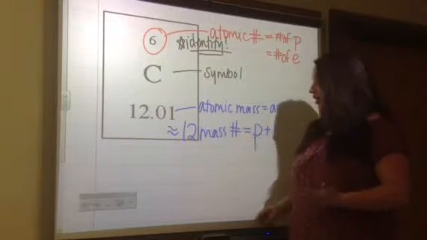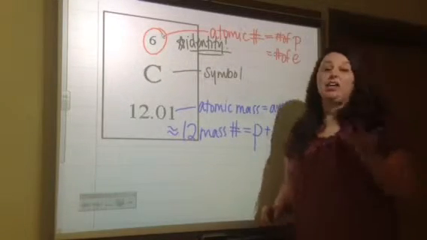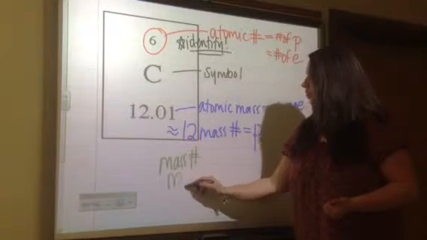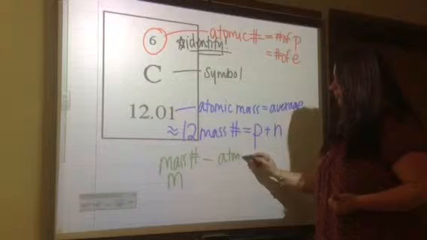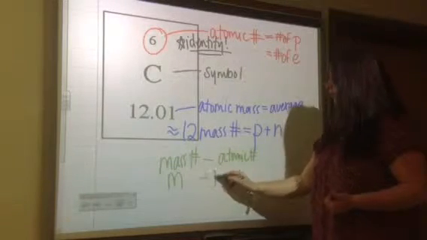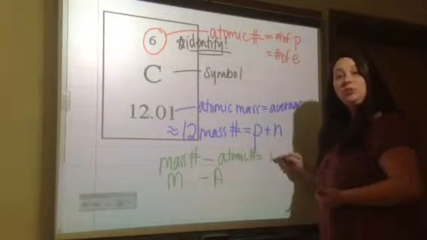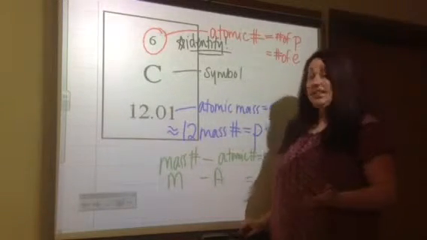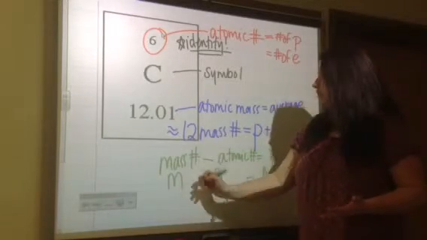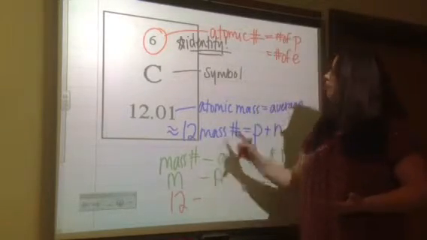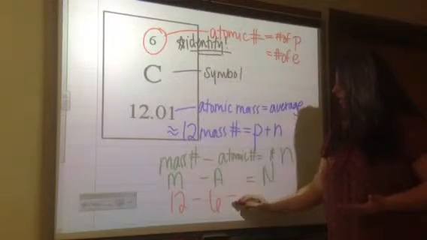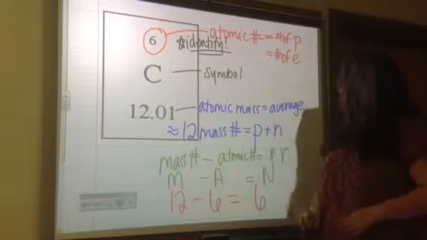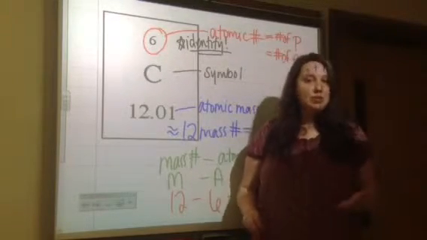And so to calculate the number of neutrons, you need a man. Take your mass number, subtract your atomic number, which is your A, to give you your number of neutrons. So in this case, we're going to have a mass number of 12 minus atomic number of 6 to get our number of neutrons, which in this case also happens to be 6. That won't always be the case, but sometimes it works out that way.